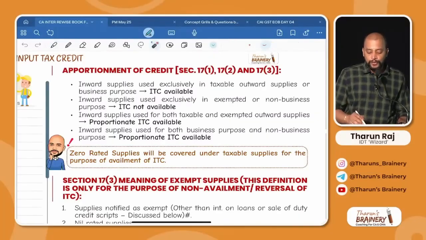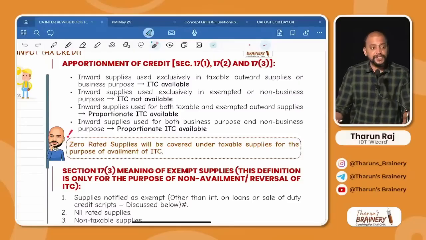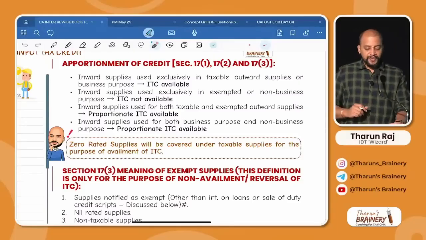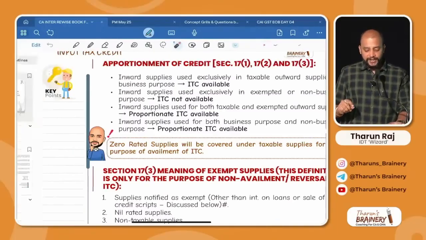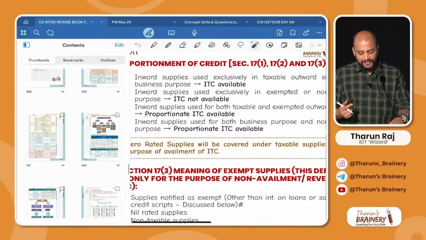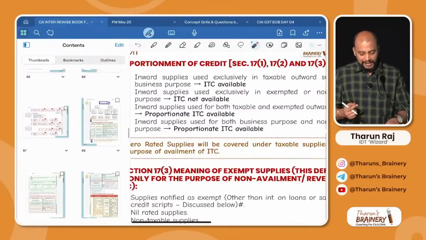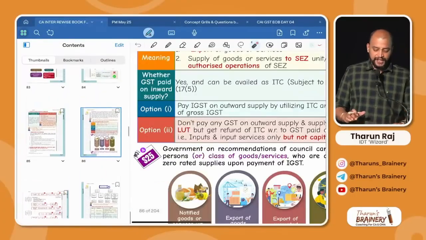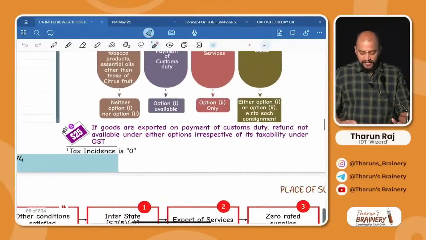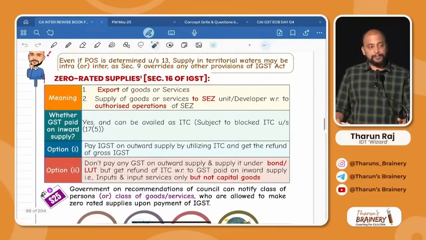And where we will group zero rated supplies. Even though in case of zero rated supplies, the burden of GST becomes zero. Why burden of GST becomes zero in case of zero rated supplies? So that part we need to understand. Just keep this page and take place of supply chapter. In that you can see zero rated supplies, like that one concept, which is in page number 74.